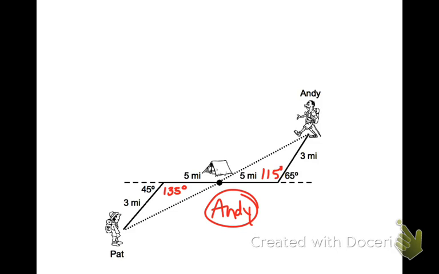Okay? Questions with hinge theorem? So was it, we got 115 by doing 65 plus 45? No, we did 180 because these make a linear pair. So 180 minus 65 gets you to the 115. Okay? All right.